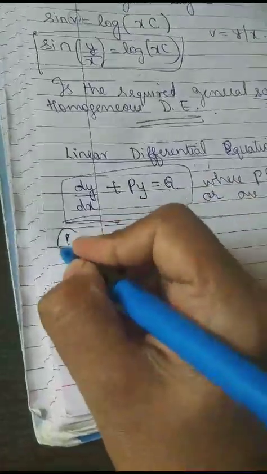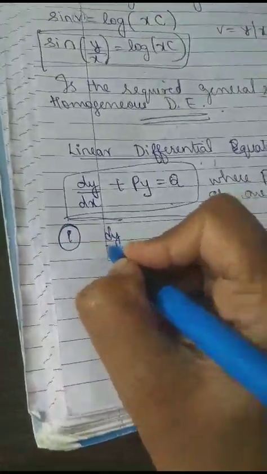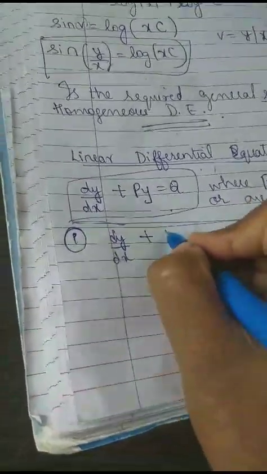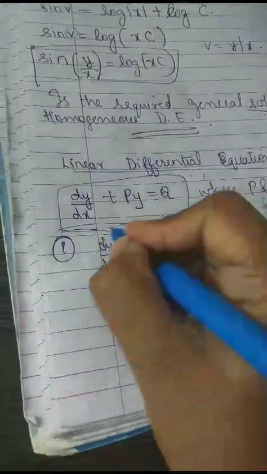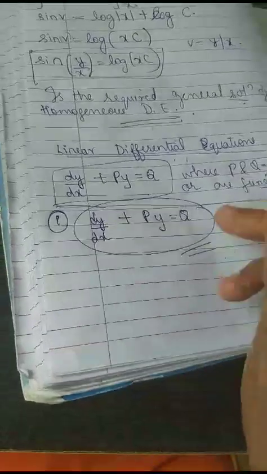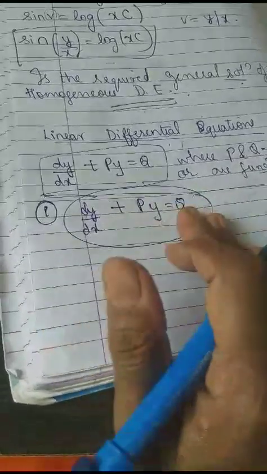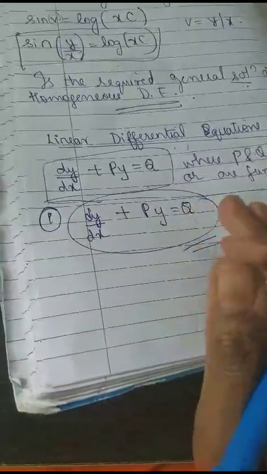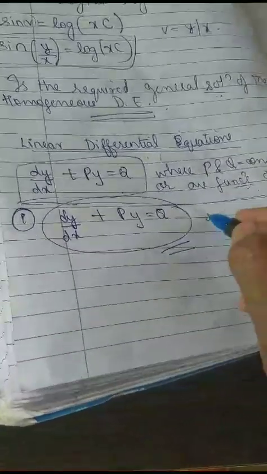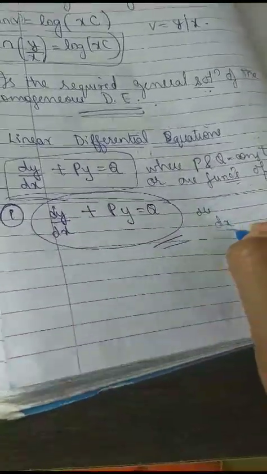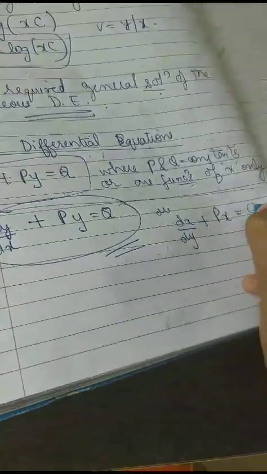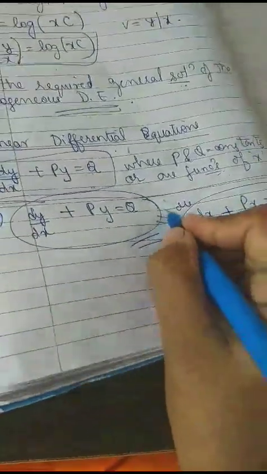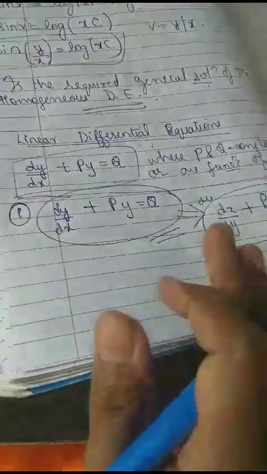The first and foremost step is I need to bring the given differential equation in the form dy by dx plus p y is equal to q, the standard format. This is the standard format where p and q are constants or functions of x only. Or sometimes if I have been given dx by dy, then it will become dx by dy plus p x is equal to q. Just make the difference between these two.